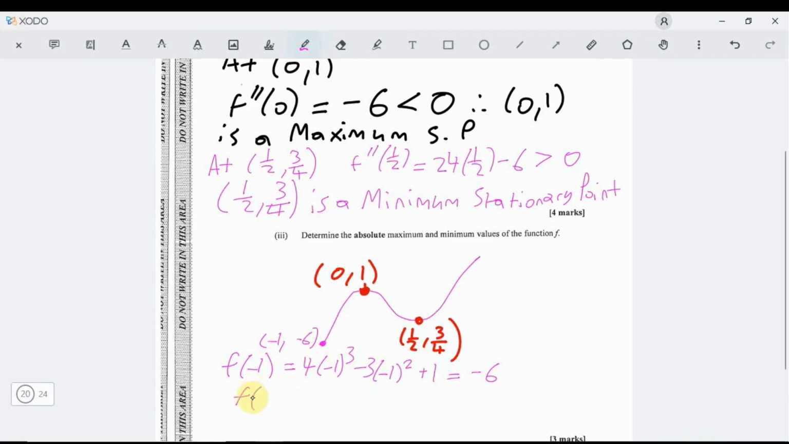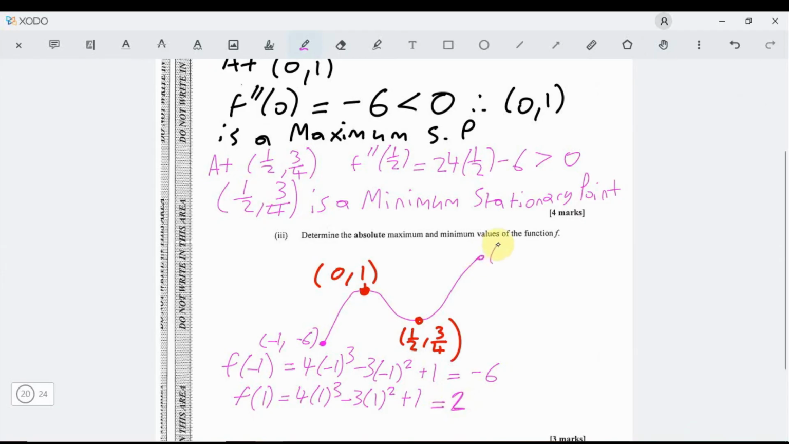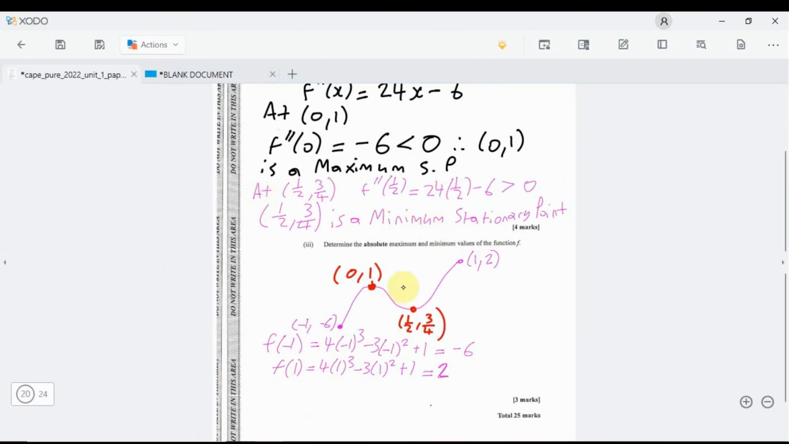Now let's plug in f of 1. f of 1 is 4 times 1 cubed minus 3 times 1 squared plus 1, and we'll get 2. So when the x value is 1, the y value is 2. So in that case, we can tell them the absolute maximum and the absolute minimum in this region. The absolute max is equal to positive 2, and the absolute min is equal to negative 6. That's it. Easy.